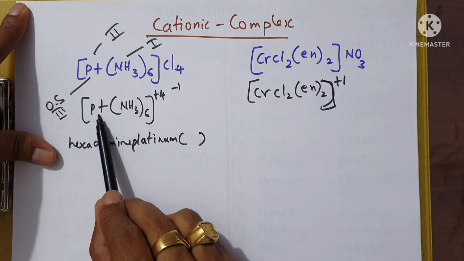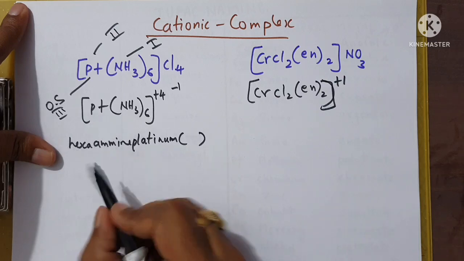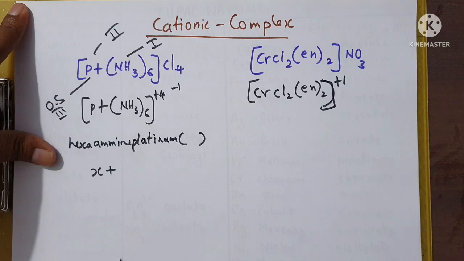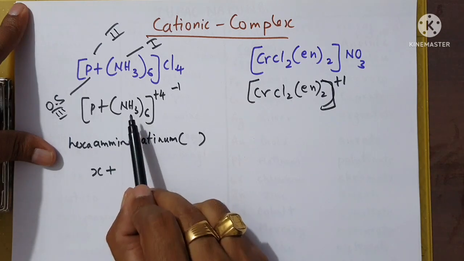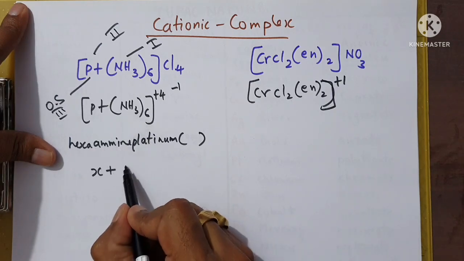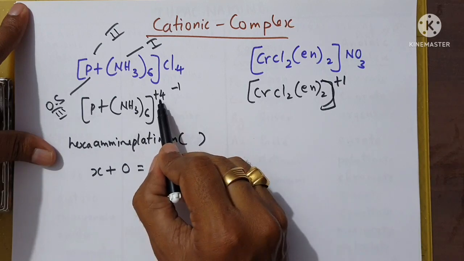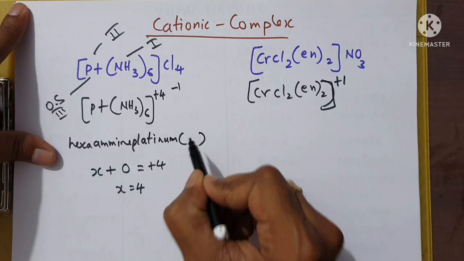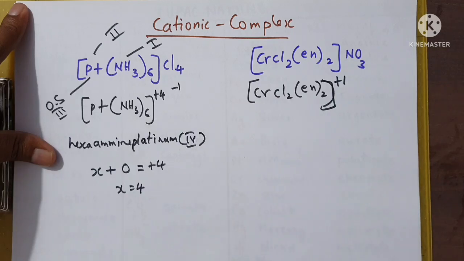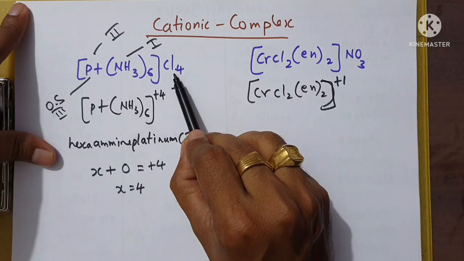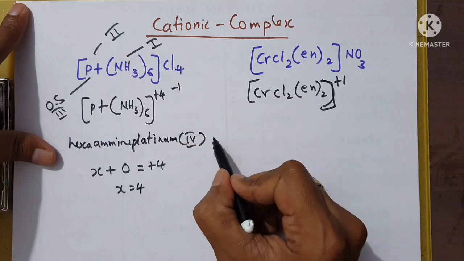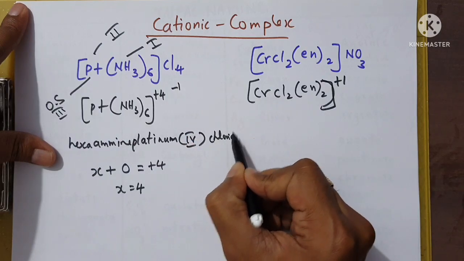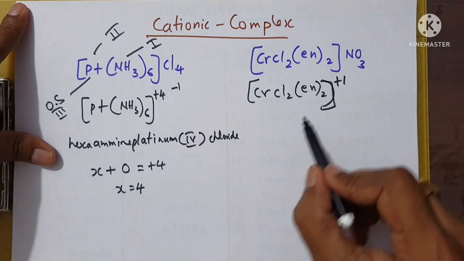Now let me calculate the oxidation state of the central metal atom. Let me consider the central metal as X plus the charge of NH3. It's a neutral ligand. It has got 0. That is equal to, what is the overall charge of the complex? It is 4. Therefore X is equal to 4. Therefore Roman numbers, it is 4. The counter ion is towards your right side. You just take it as chloride. You write here chloride.